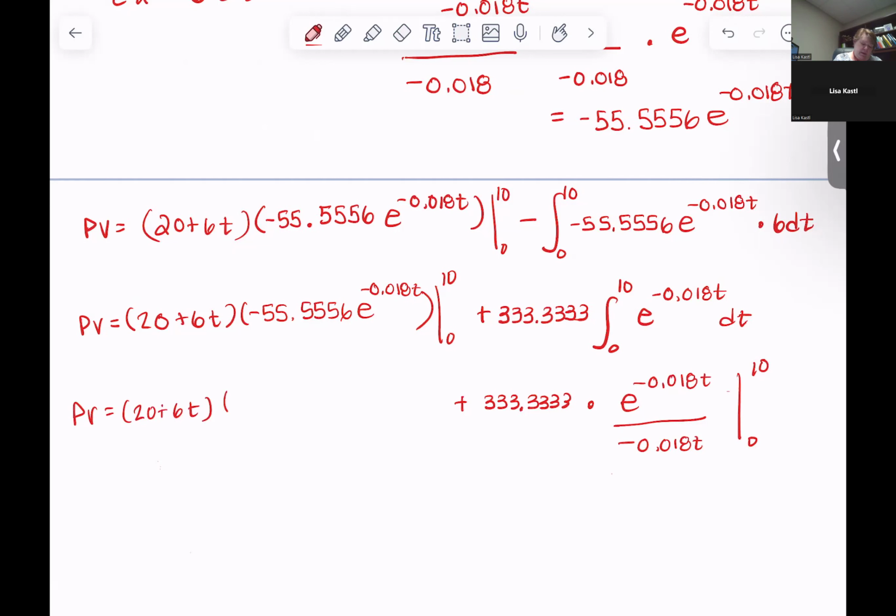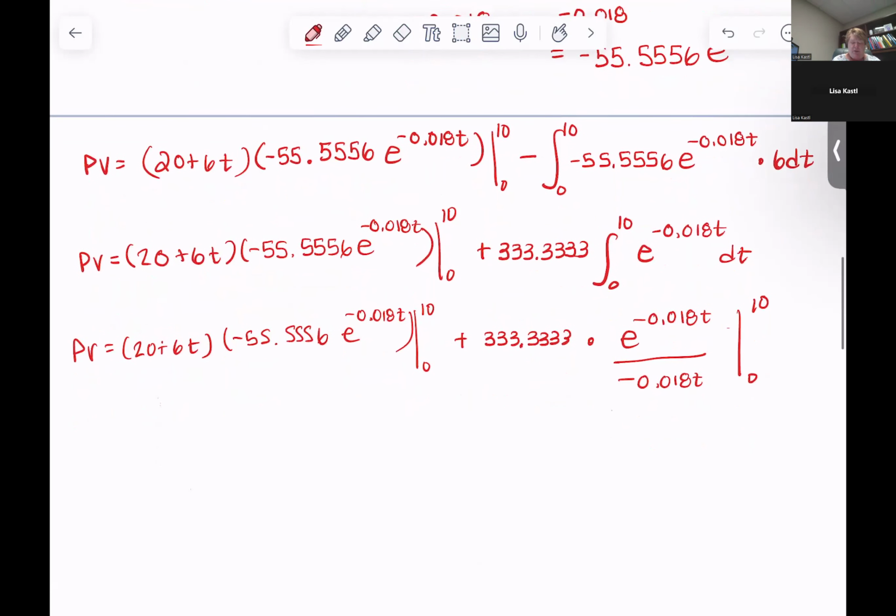Plus 6t times negative 55.5556 e to the minus 0.018 t evaluated from 0 to 10. All right, so let's do our evaluation now. I'm going to take 333.3333 and divide that by the negative 0.018. And I think I have a t in there, and that's a mistake. Sorry about that, folks. There shouldn't be a t there. There's no t necessary there.